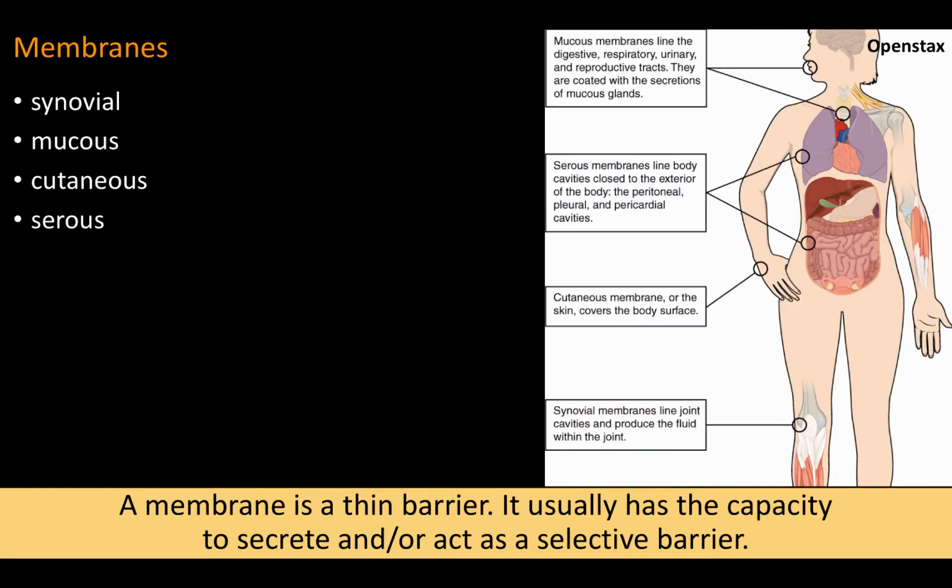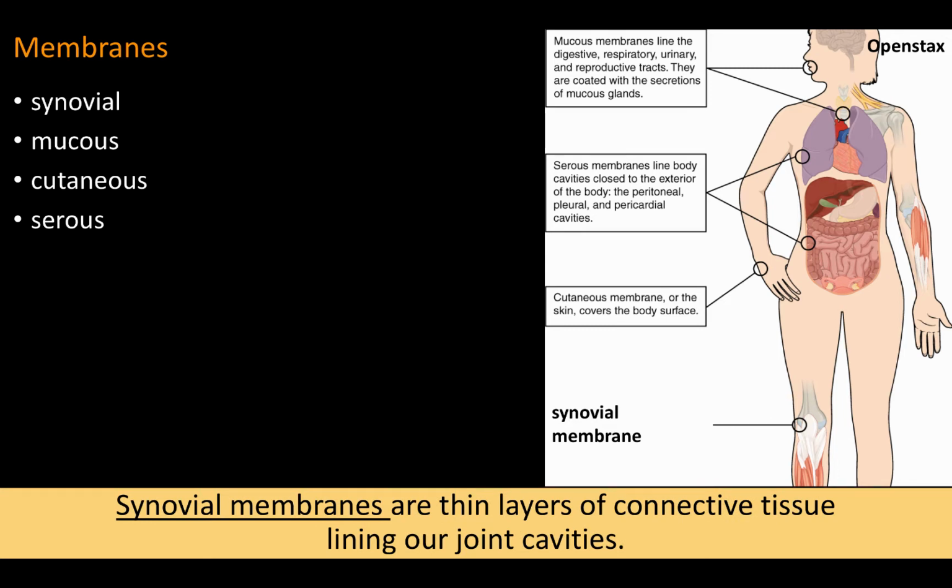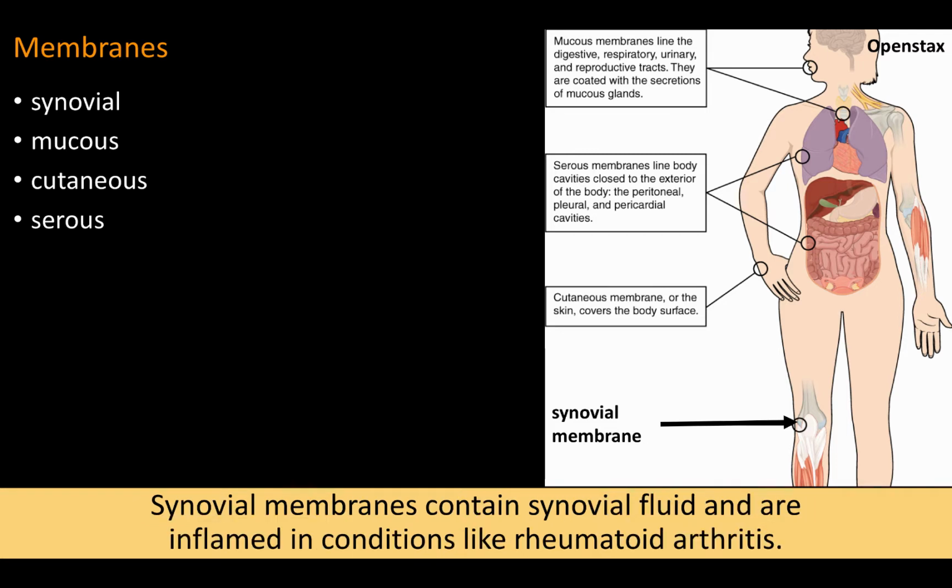A membrane is a thin barrier. It usually has the capacity to secrete and/or act as a selective barrier. Synovial membranes are thin layers of connective tissue lining our joint cavities. Synovial membranes contain synovial fluid and are inflamed in conditions like rheumatoid arthritis.